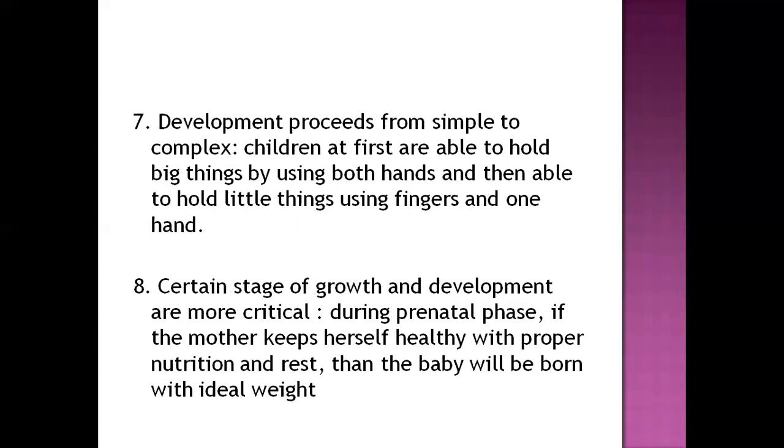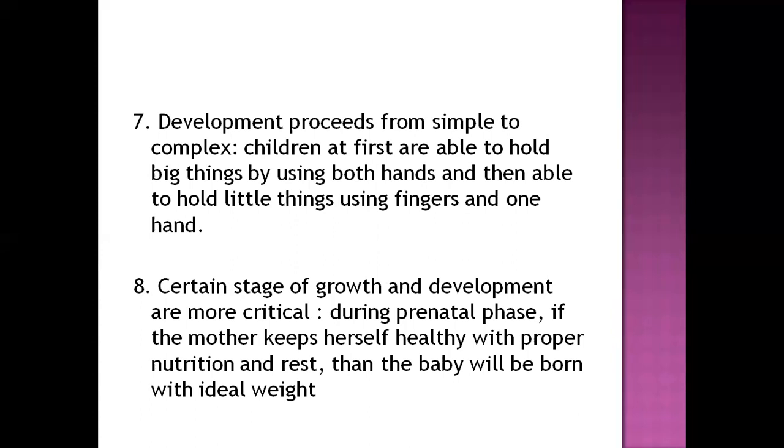Development proceeds from simple to complex. That means the child develops from simple activities to complex activities. First of all, the infant holds anything by using two hands, both hands. And then slowly infant learns how to hold things in one hand. And finally, the infant learns how to hold the thing between fingers.